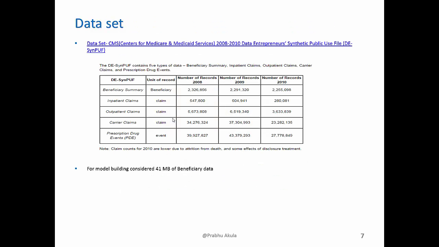As part of the data side, I have used CMS data, Centers for Medicare and Medicaid Services, and they have a huge repository of data. For this purpose, I have considered only the beneficiary summary data, which is around 41 MB, and as you see here, 7 million records of patients data. And it has various important independent variables like age, date of birth, disease conditions, and cost for various years.